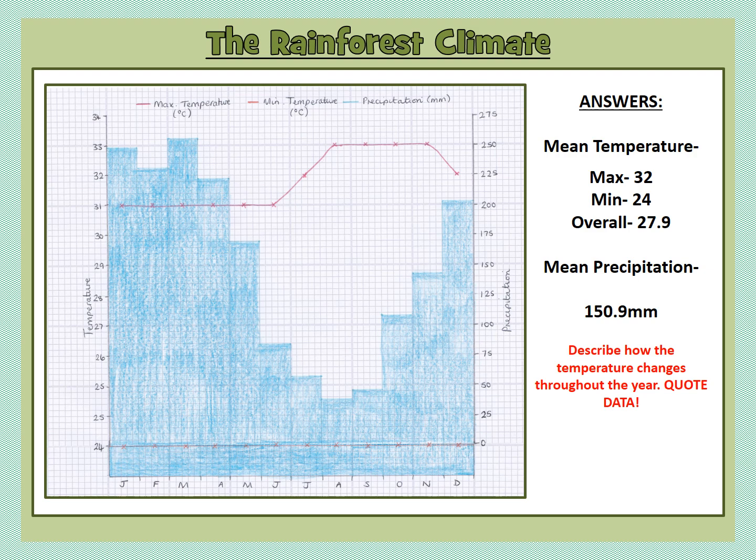and quote data. So the temperature, as I mentioned, doesn't really vary much at all. There is a slight increase in temperature from 31 degrees to 33 degrees by August, which stays at that same temperature until it drops again slightly to 32 degrees in December.